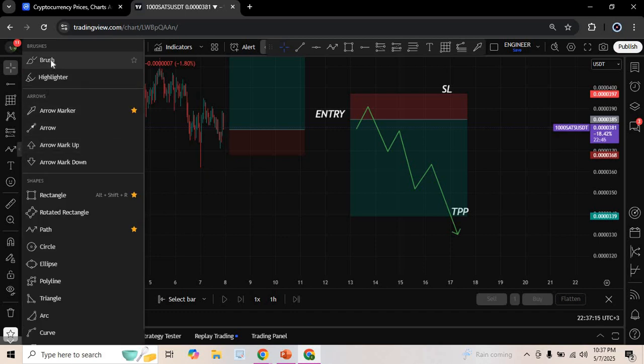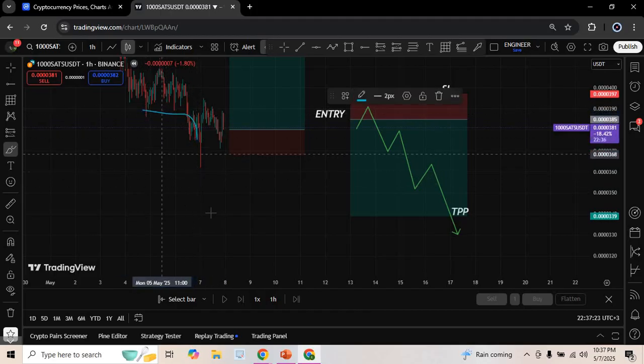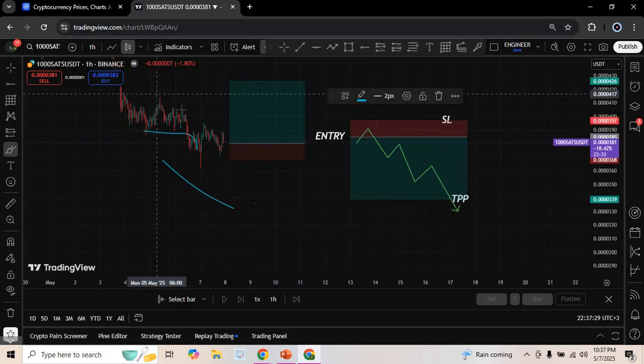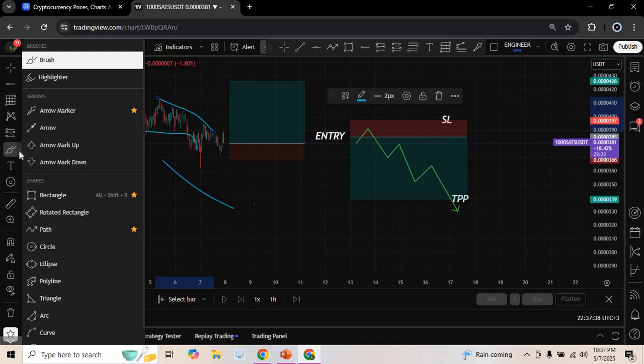We have a brush. These are basically tools that are used to mark your points of interest. You can use a brush to come and mark your point of interest. Maybe you've noticed that these are a downtrend. You can use that instead of using a trend line like this. Maybe choose your brush and say this is a downtrend like that. So this segment is basically for tools that you will use to highlight your points of interest.